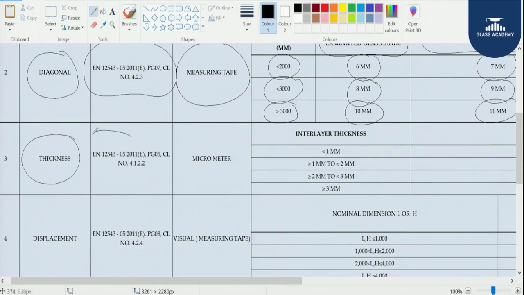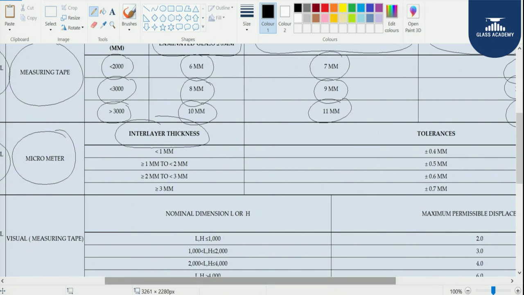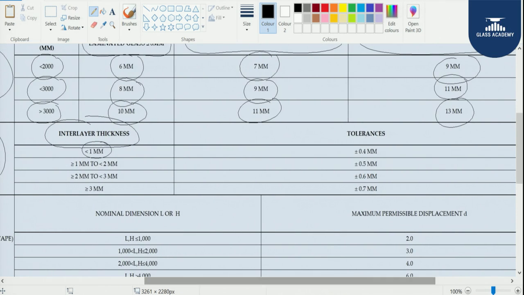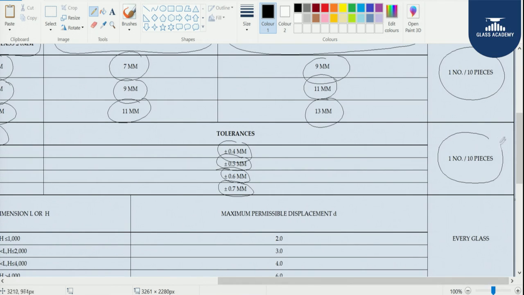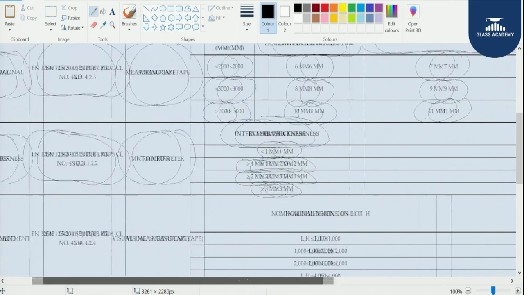The standard that we follow is EN12543 part 5, and the thickness is measured with the help of a micrometer, and we need to understand the interlayer thickness. If my interlayer thickness is less than 1 mm, the tolerance allowed is plus or minus 0.4 mm. If between 1 to 2 mm, the tolerance is plus or minus 0.5 mm. If between 2 to 3 mm, the tolerance is plus or minus 0.6 mm. If more than 3 mm, the tolerance is plus or minus 0.7 mm. The frequency of testing shall be 1 number in every 10 pieces of glass.